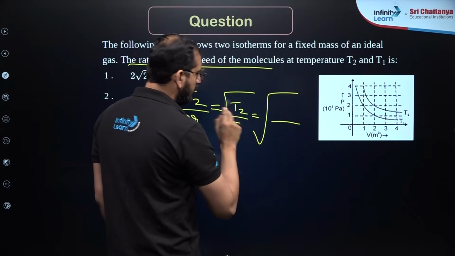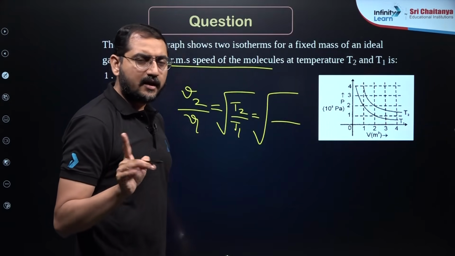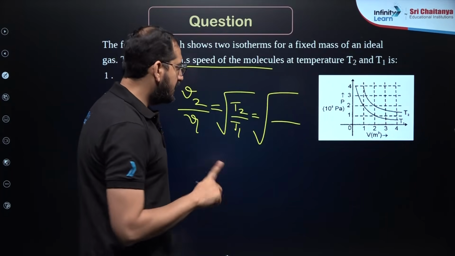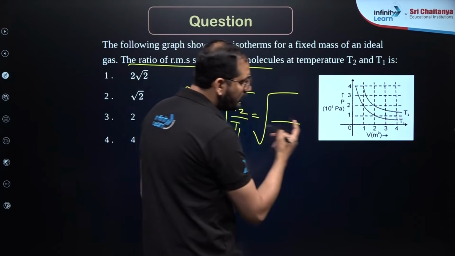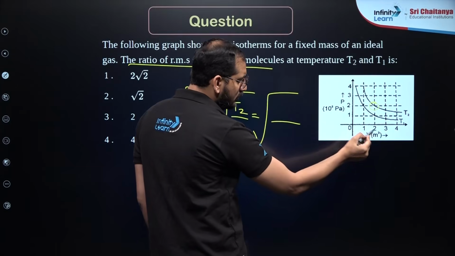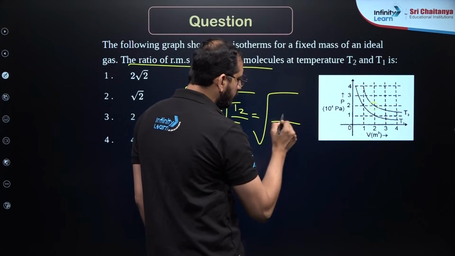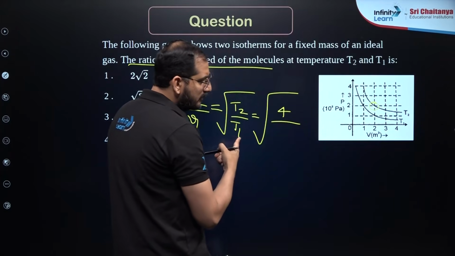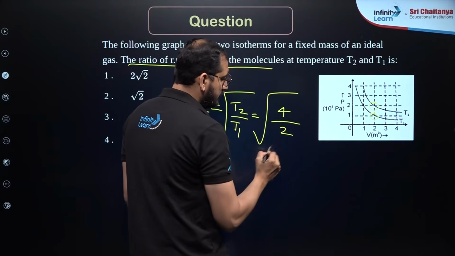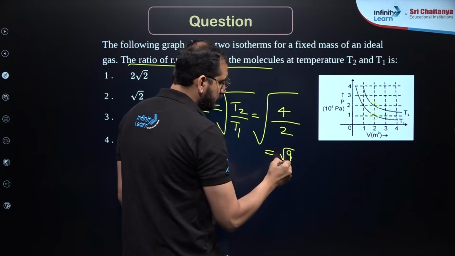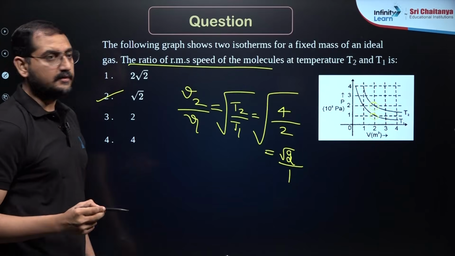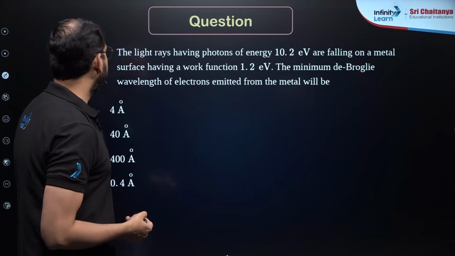From the graph, we'll try to calculate the temperature. Use PV equal to nRT. Temperature is proportional to the product of P and V. Let's multiply P and V. Observe T2, observe this particular point. I hope this is clear. I'm talking about this point. This is 2, this is 2. Multiply P into V, 2 into 2 is 4. For T1, observe this point. 2 into 1 is 2. Root 4 by 2, root 2 is to 1. That is, the second option is your right answer. Simple question. Let's move ahead.